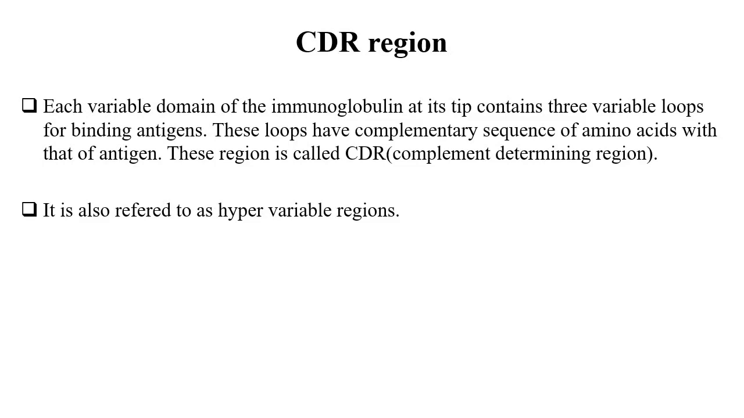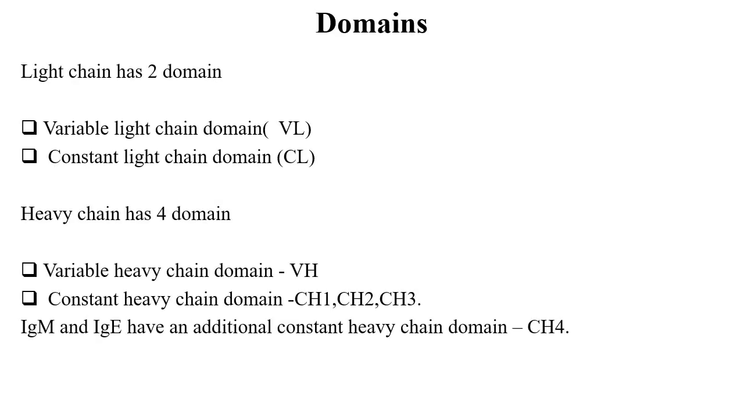CDR region. Each variable domain of the immunoglobulin at its tips contains three variable loops for binding the antigens. These loops have an amino acid sequence complementary to that of the antigen. These regions are called complementarity determining regions or CDR regions. It is also referred to as hypervariable region.